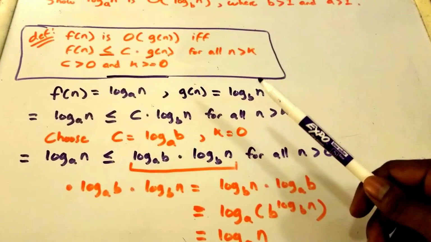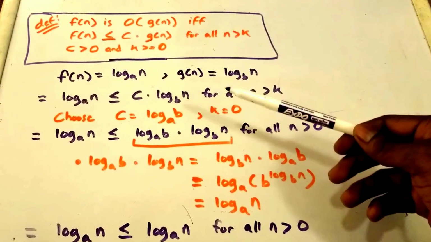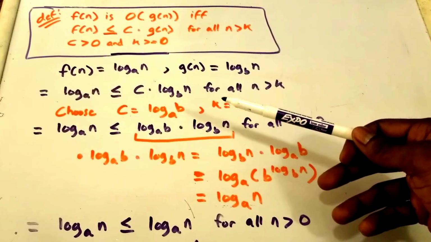So thank you guys. I hope this explains why the base in logarithms for big O notation doesn't matter.